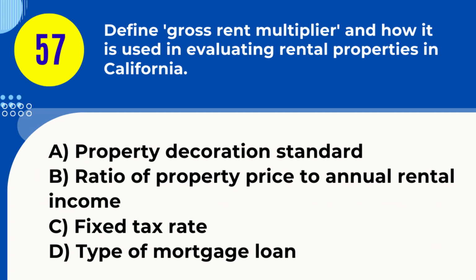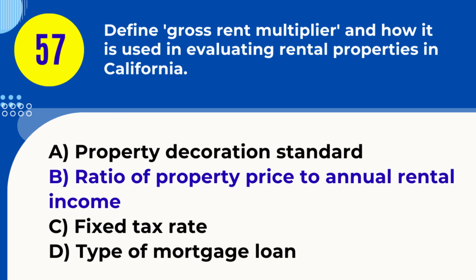Question 57. Define gross rent multiplier and how it is used in evaluating rental properties in California. A. Property decoration standard. B. Ratio of property price to annual rental income. C. Fixed tax rate. D. Type of mortgage loan.